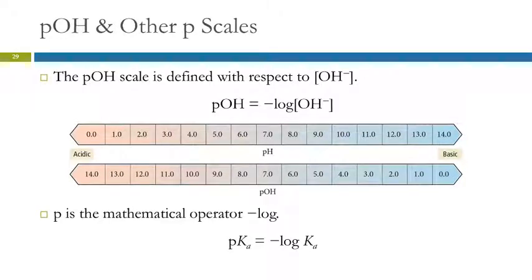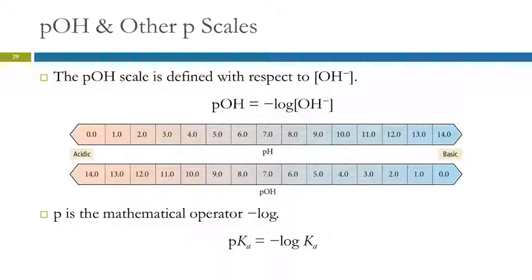So pH, we are familiar with referring to hydrogen ion concentration. It can also be defined with respect to other ions. The most common is the hydroxide ion, and so we can say that pOH is the negative log of the hydroxide ion concentration. So we use p as a mathematical operator, and it stands for the negative log, meaning the base 10 logarithm of this, with the sign changed, okay?